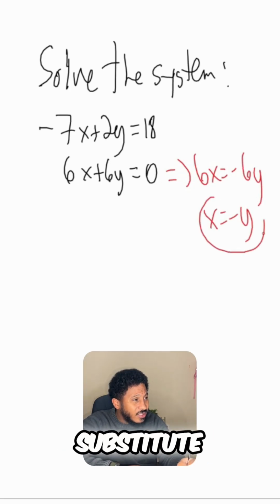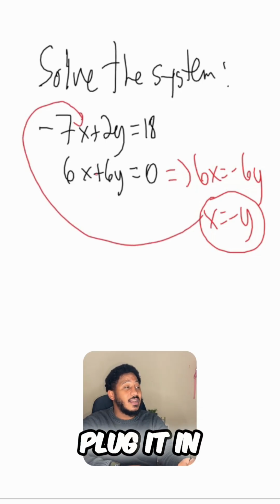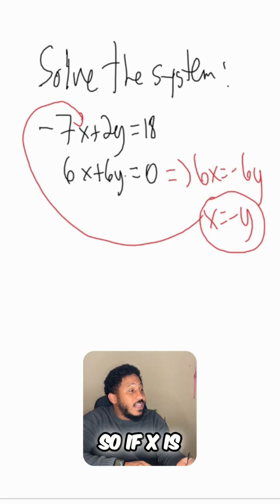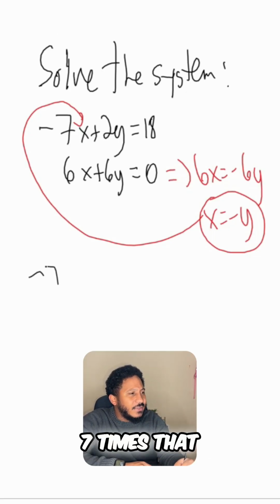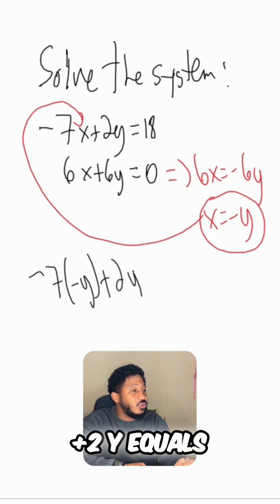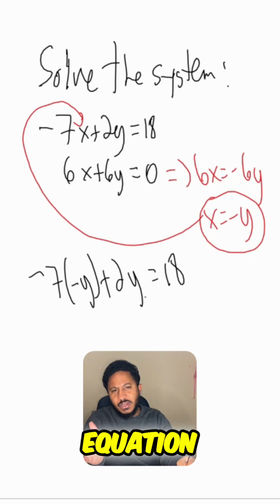And now we're going to substitute what that x is into the other equation. In other words, plug it in. Okay, so plug it in. Let's see what we get. So if x is negative y, this gives us negative 7 times that x, so times negative y, plus 2y equals 18. Okay? And now we have one equation, one variable. A lot easier equation to solve.